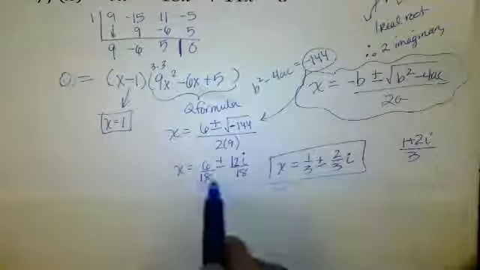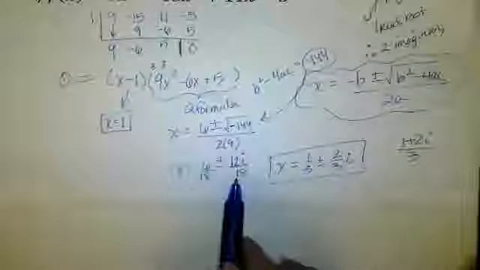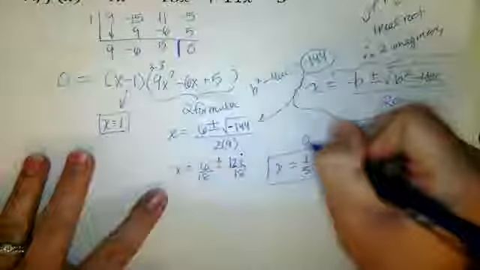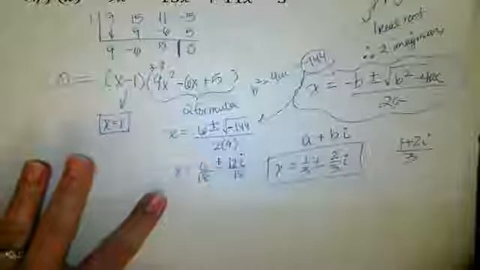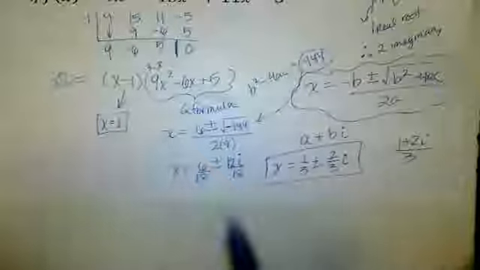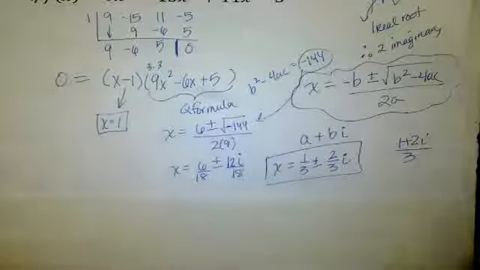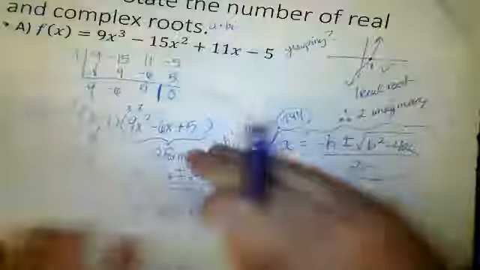I'm always going to break it up so that it's in a plus bi form. So the a is 1/3 and the b is 2/3. But also I'm always going to do that just to reduce properly. All right. Good. So we had 1 real and 2 imaginary.